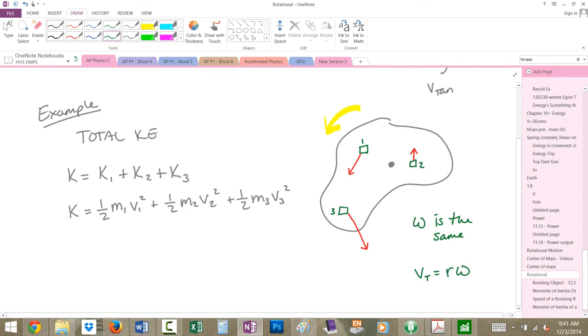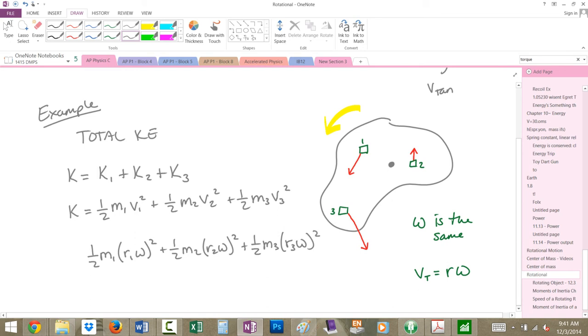So instead of v, I'm going to write r omega for each one. Can we do that? Sure. Let's do it. So we're going to have 1/2 m1 r1 omega, because there's only one omega, squared, plus 1/2 m2 r2 omega squared, plus 1/2 m3 r3 omega squared.